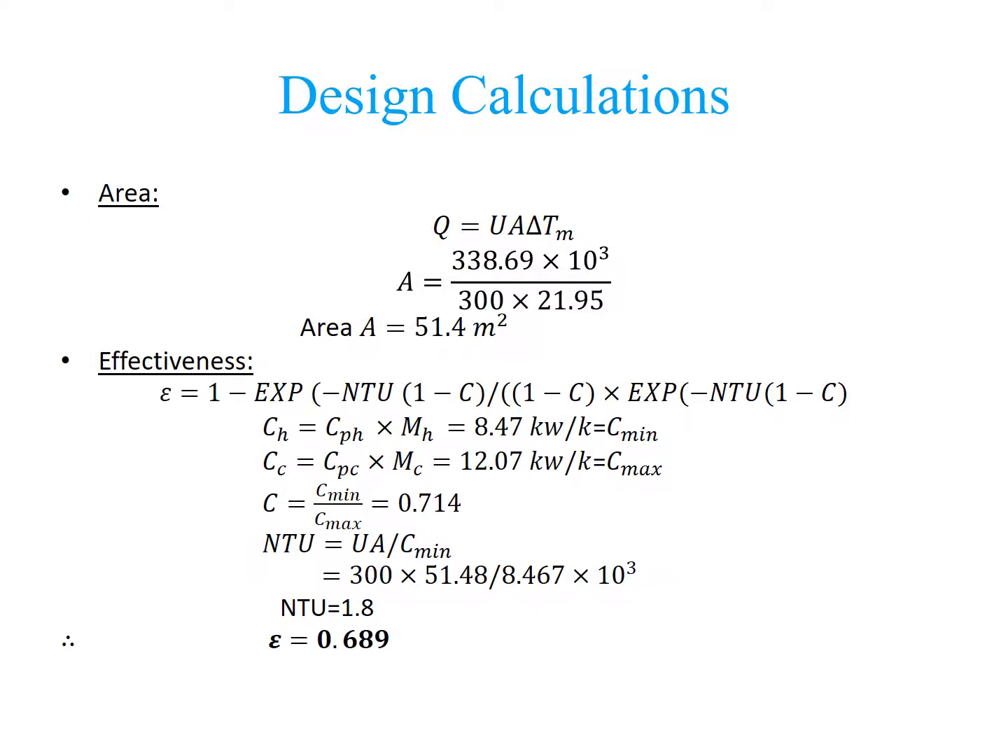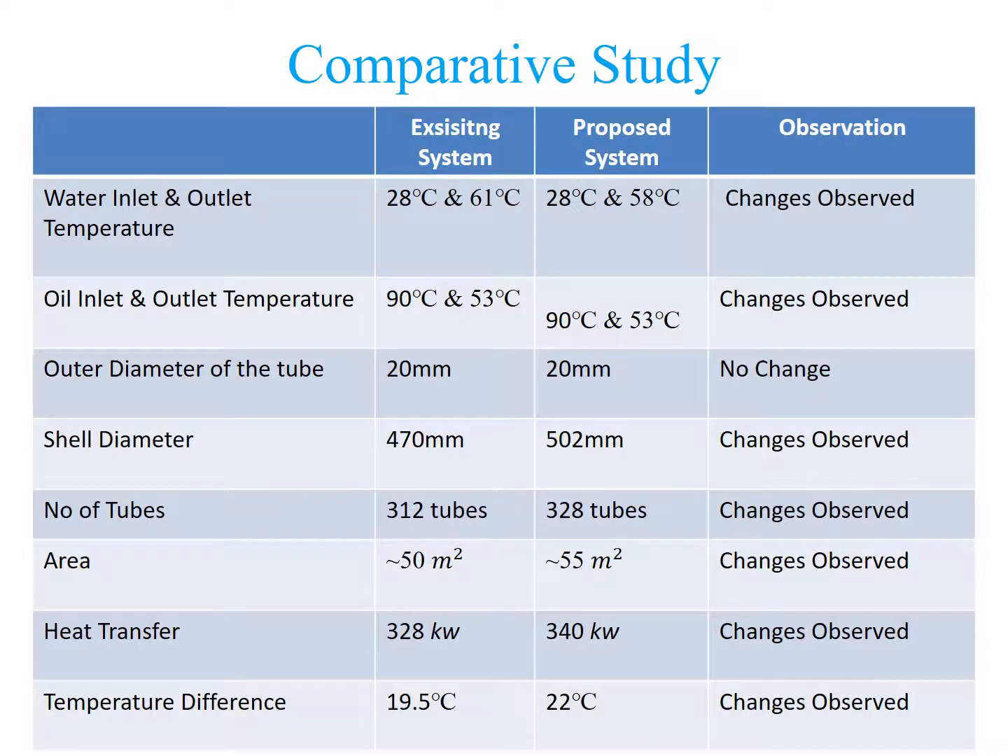These are the area and effectiveness. Area is equal to 51.4 meters square, and effectiveness epsilon is equal to 0.68.